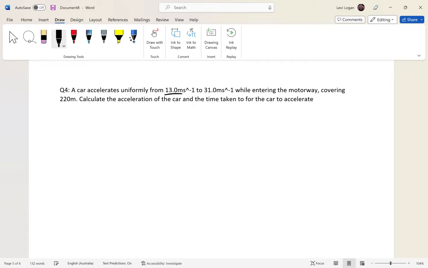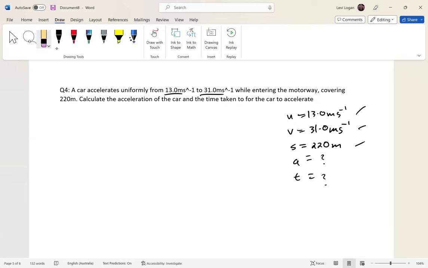Alright, we've been given two velocities. Our initial velocity is 13 meters per second, and our final velocity is 31 meters per second. So u equals 13 meters per second, and v equals 31 meters per second. While entering a motorway, we've also been given a distance, so our displacement is 220 meters. We want to find a and t, and since we have three of these, we can find the other two.